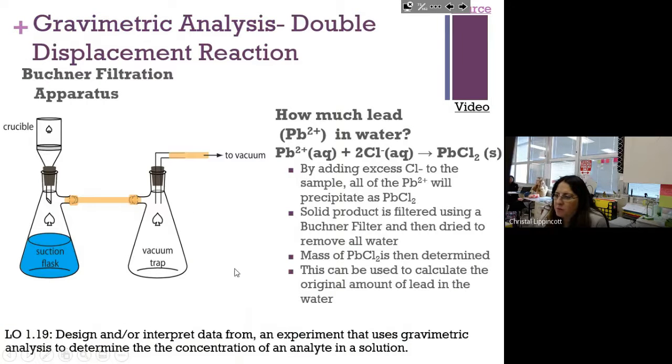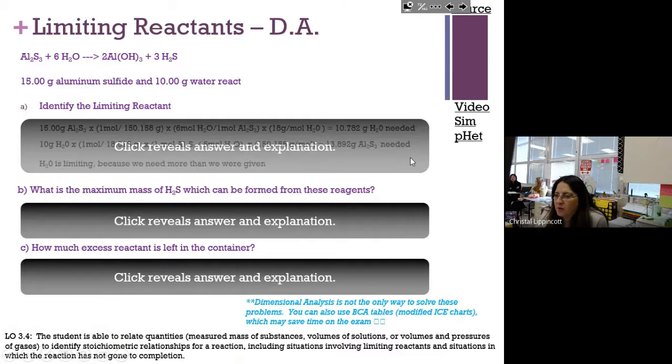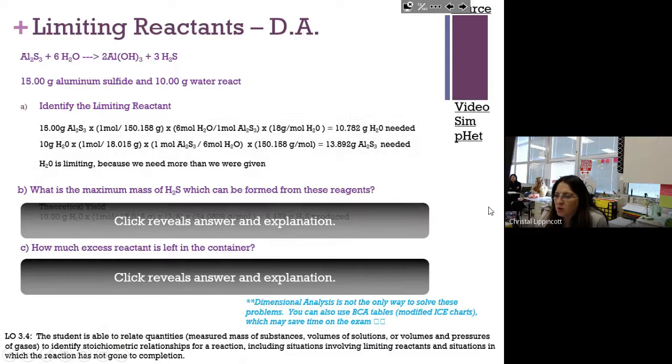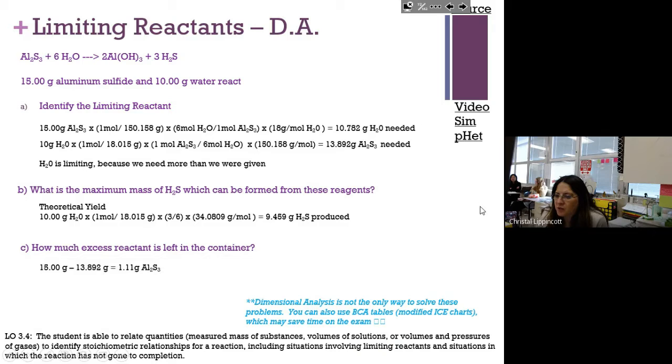Then we had double replacement reactions. So here, typically what you're going to have is some sort of two aqueous solutions brought together, and two of the ions in that aqueous solution are going to end up giving you a solid. All right, so you had to identify your limiting reactant here, which should have been water. You had to say what the maximum yield was, and then how much excess reactant was left.